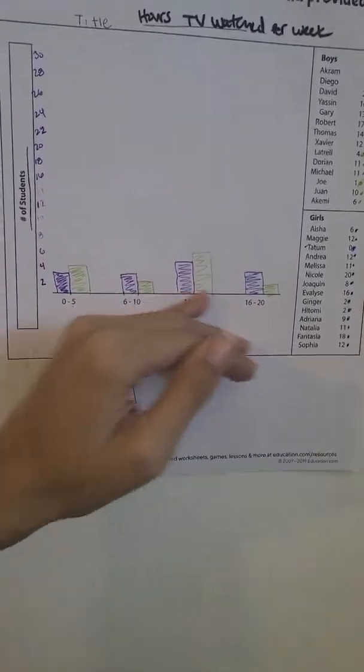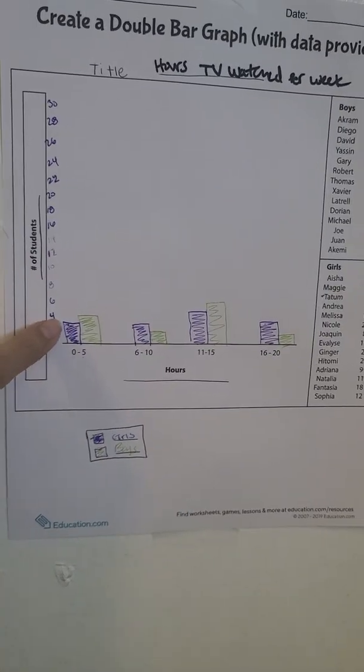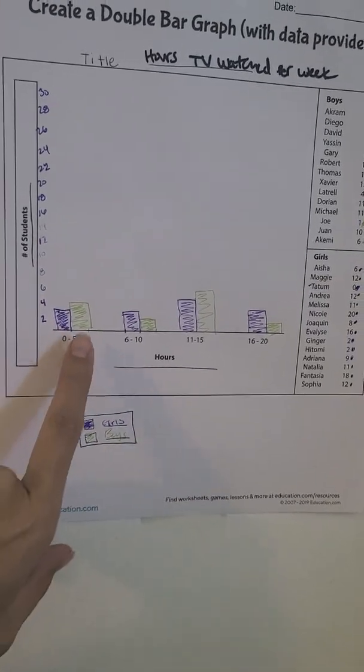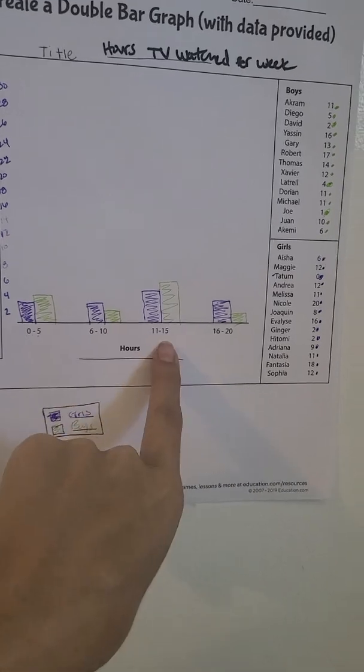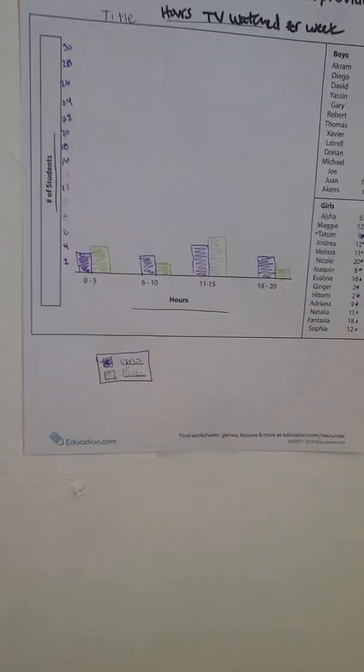Okay, so for the sake of the video, I just went ahead and finished, but we would finish it with the class. We would look at all of the data. So this is all of the girls' information of hours watched per week between 0 and 5 hours, 6 to 10, 11 to 15, and between 16 and 20. And then to interpret some of this data, they would answer some questions.